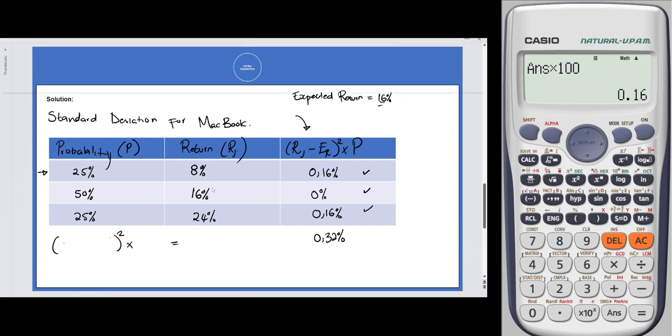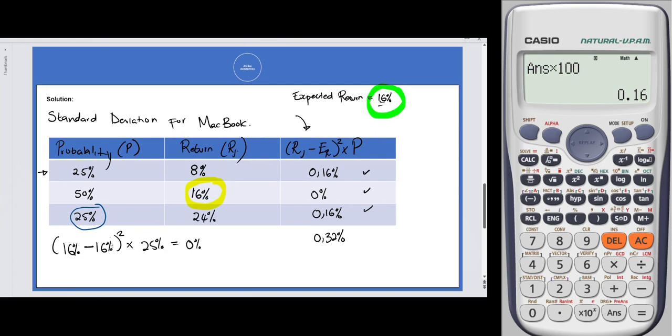It's the one over here, so you write 16%, and then what is our expected return? It's the one over here, the one that we calculated. So you say minus 16%, times the probability. What is our probability? It is the one over here, 25%. So the answer is 0%.